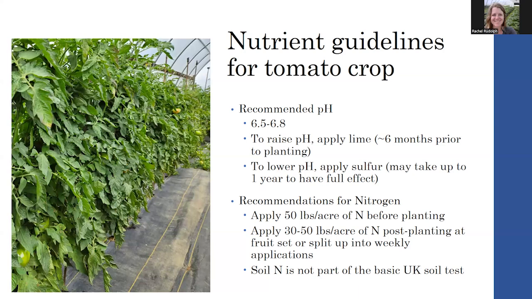Recommendations for nitrogen. So nitrogen is not tested for on a basic soil test, but we provide guidance. For a tomato crop, you would apply 50 pounds per acre of nitrogen prior to planting. And then you would follow throughout the season with 30 to 50 pounds of nitrogen post-planting. For organic growers that have less soluble nitrogen options, you may be applying a little bit more nitrogen prior to planting and less nitrogen after planting.